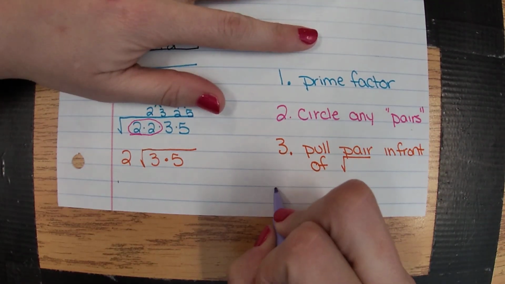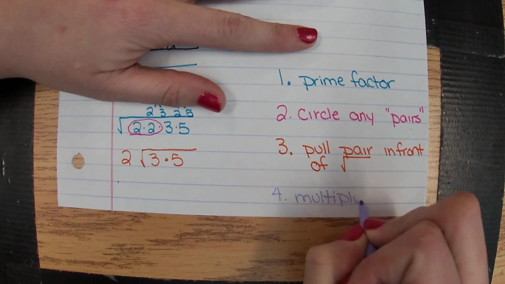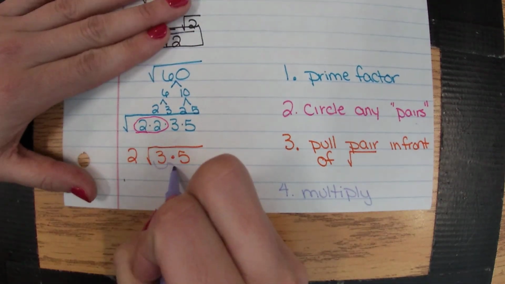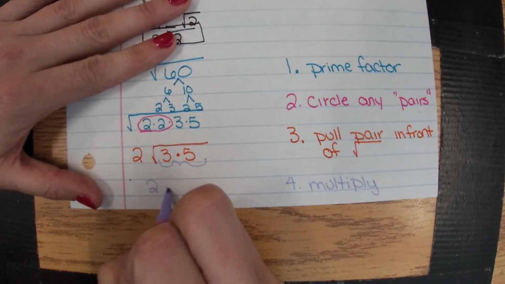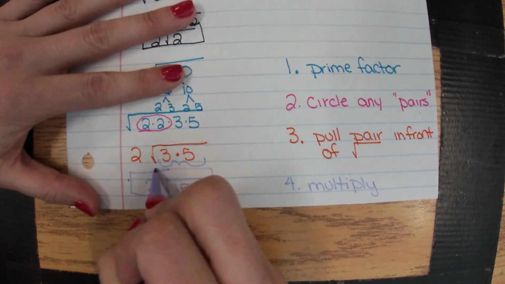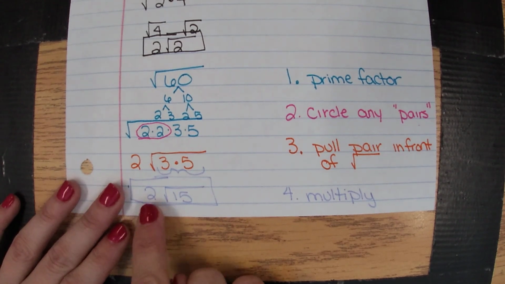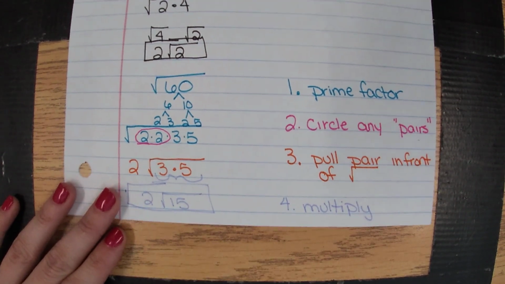Okay, and then our last step is that we are going to multiply anything that's in the same position. So this 3 and 5 are both left inside, and so they get multiplied together. So to simplify the square root of 60, we have 2 square root 15. And just like with the variable, this actually means 2 times the square root of 15.